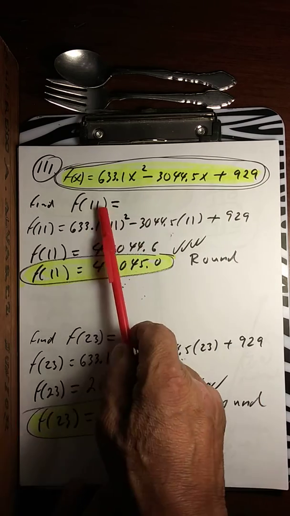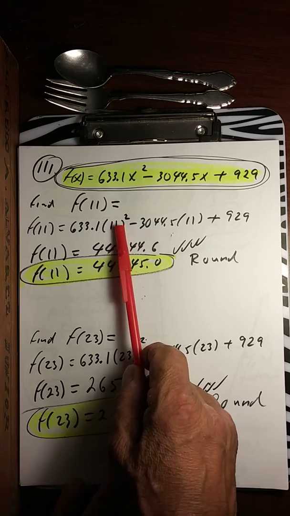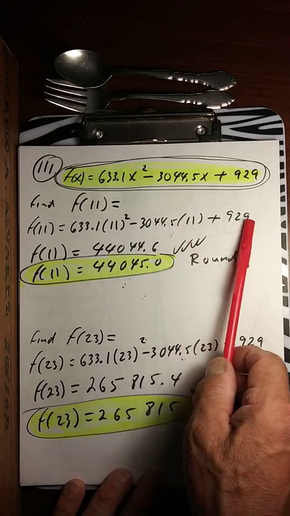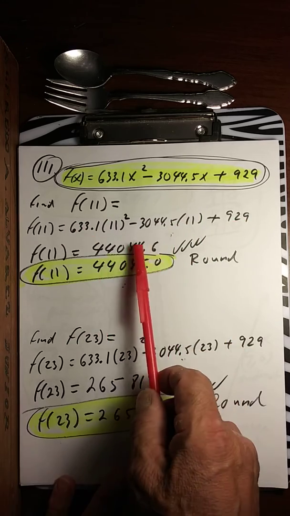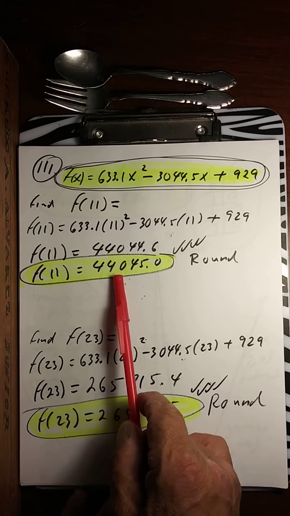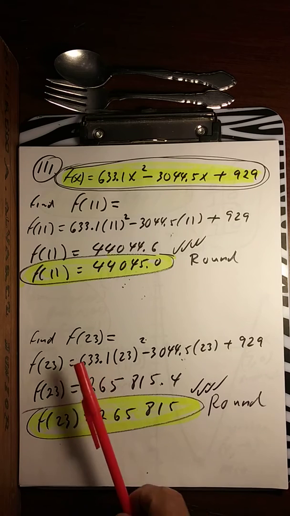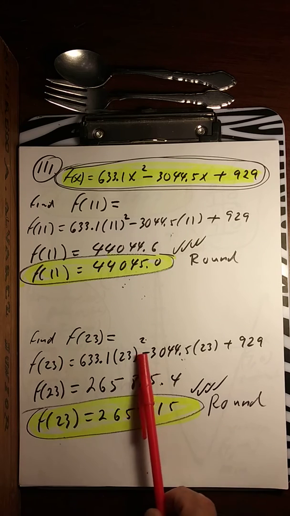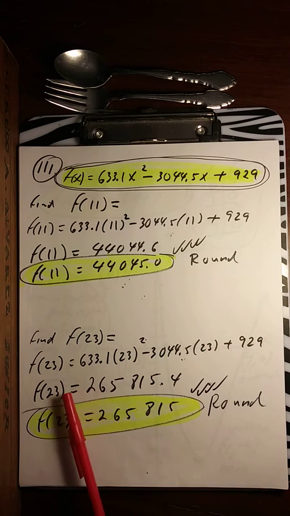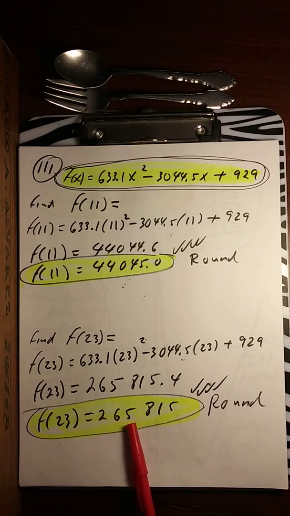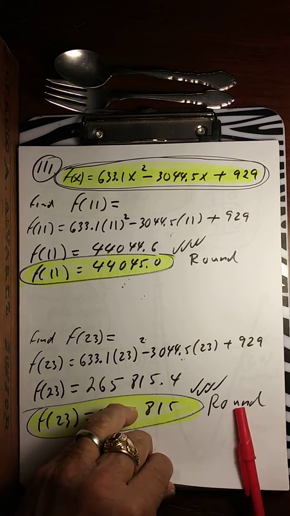Find f of 11. Put 11 in there. 11 and put 11 there. Work it out on your TI-84, whatever graphing calculator. You're going to get 44,045.0 if you round it. F of 23, put 23 in there for all the x's, put it in the calculator. You get 265,815, if you round it, of course.